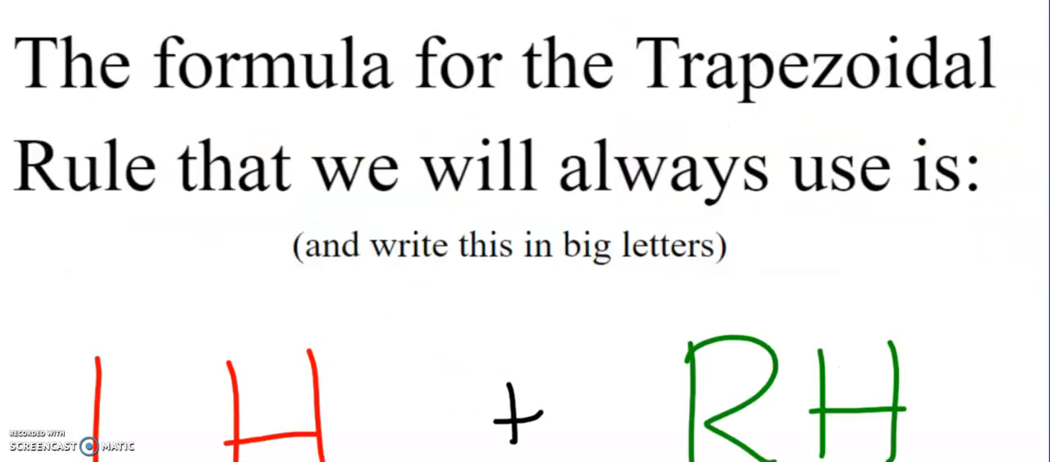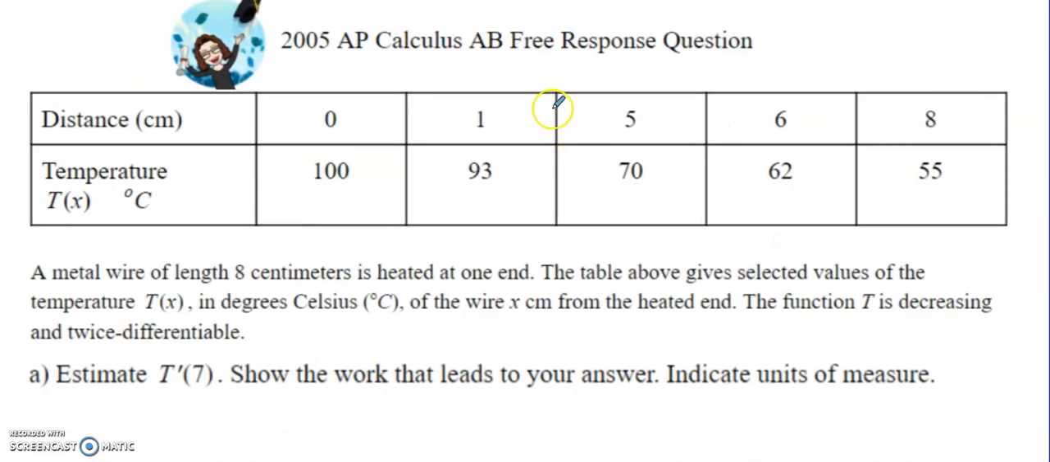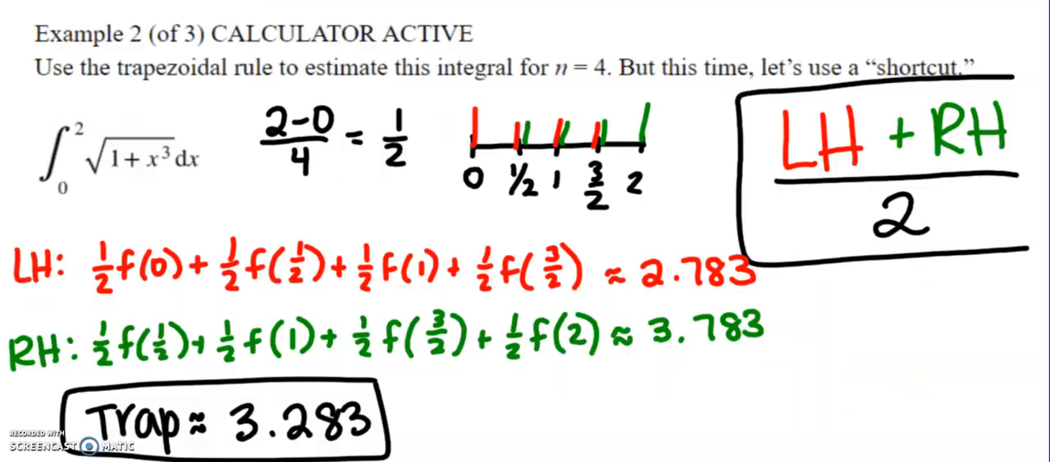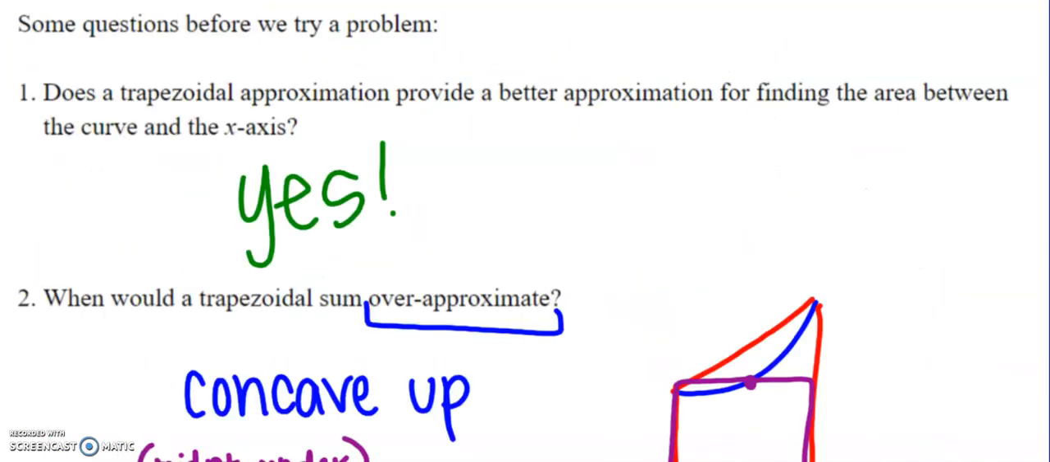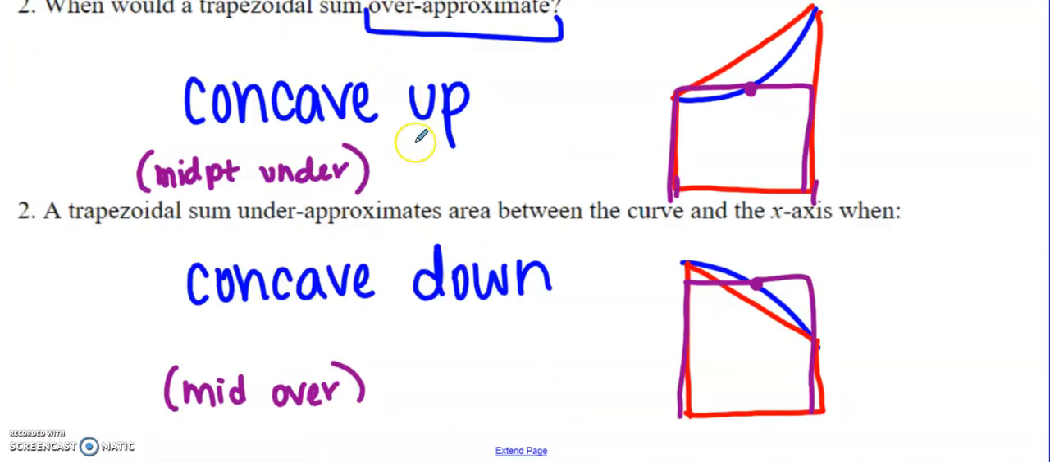There's a free response question. Oh, that's our formula again. There's a free response question that I'm going to make a separate video for to make sure we understand this fully. All right, but again, big thing about a trapezoid rule, left hand plus right hand divided by 2. Think about concave up and concave down being over or under depending on your curvature. That's it. Go ahead and watch your next video.